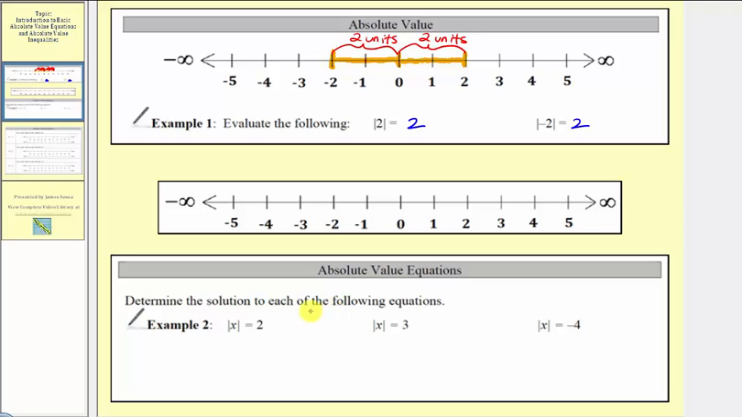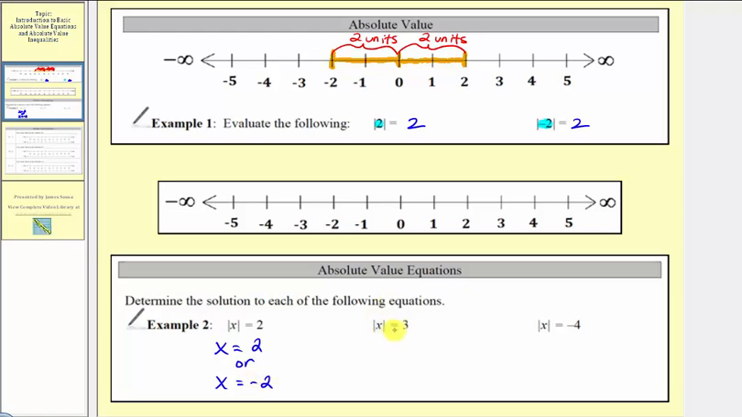And now let's consider absolute value equations. Here we have the absolute value of x equals 2. The solution consists of all the values whose distance from 0 is equal to 2 units. And we know from example 1 there are actually two numbers that have a distance from 0 equal to 2. X can equal 2, or x can also equal negative 2. So this absolute value equation has two solutions, x equals 2 or x equals negative 2.